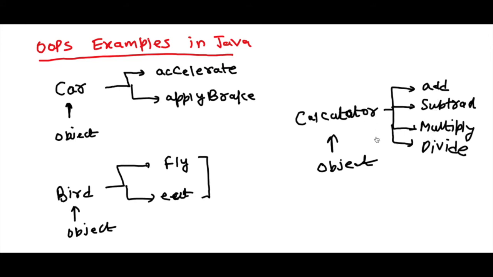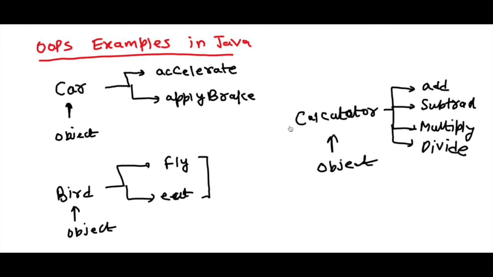So can you visualize here? I gave you multiple examples. I gave you the example of a car, I gave you the example of a bird, I gave you the example of calculator. So can you visualize here, can you relate here that how you are thinking in object oriented programming way, that whenever you want to implement a program for anything, you need to visualize it first. After visualization, you need to think upon what would be the object for that. Let's say the object could be car or a bird or a calculator.